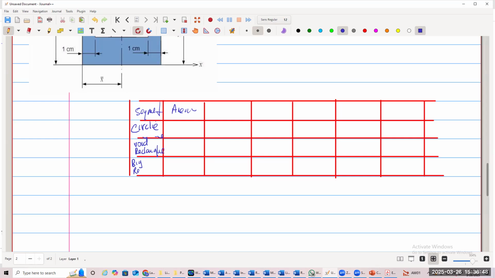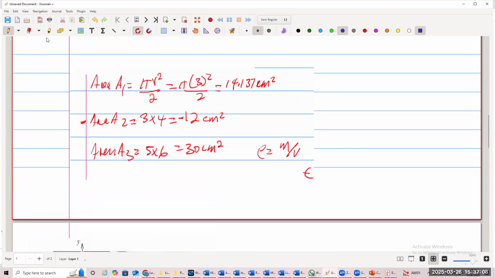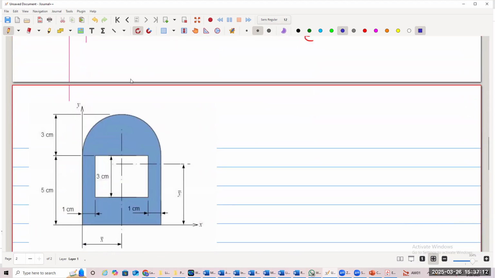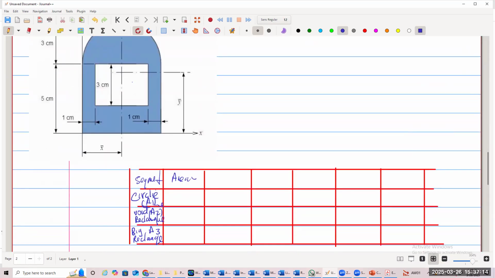So as to distinguish them. But I guess the label could have distinguished them too. So one is A1, this is A2, this is A3. So you can differentiate them. All right. So the area of this circle was 14.137.